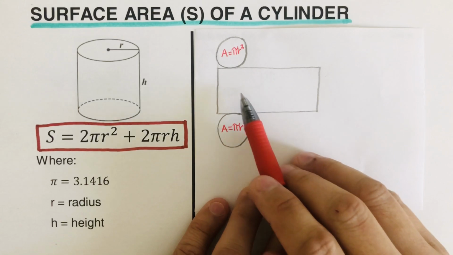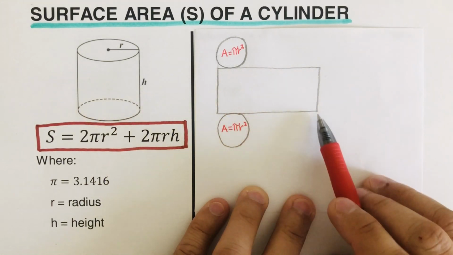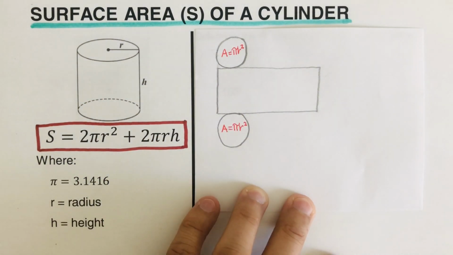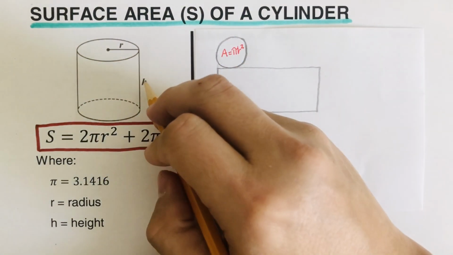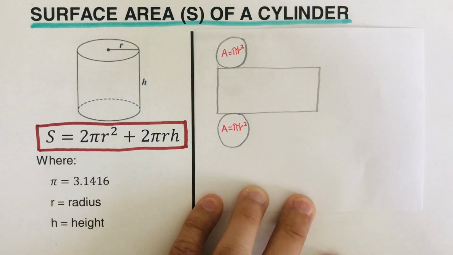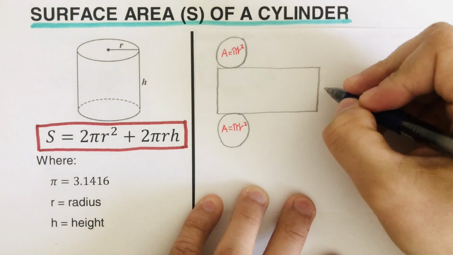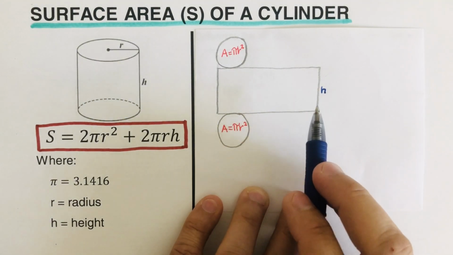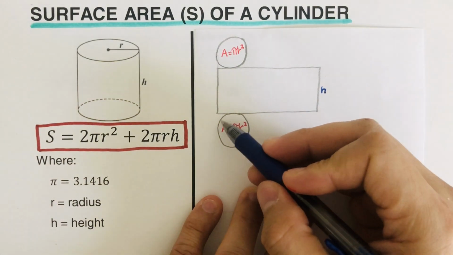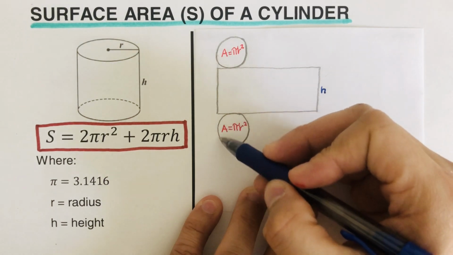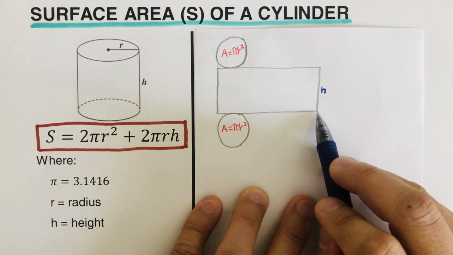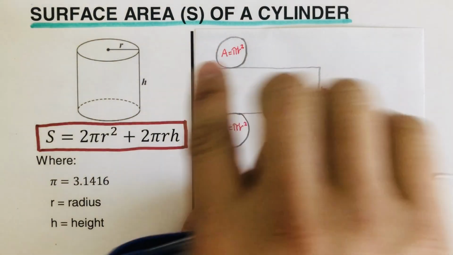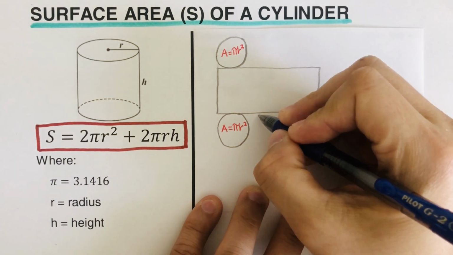Now, what is the area of the body of the cylinder? This part right here that wraps around the cylinder. We remember that this is the height of the cylinder, so I'm going to label this as the height. If we roll it back to form a cylinder, this side corresponds to the circumference of the circle. From one end to the other end, it wraps around the circle, so this is actually the circumference.